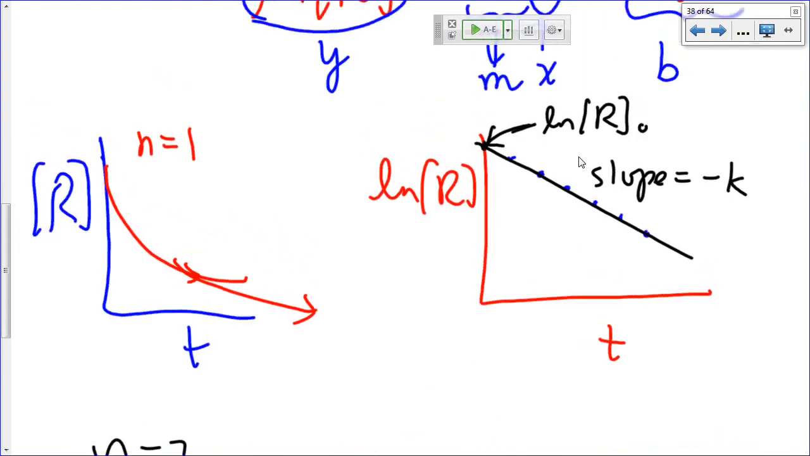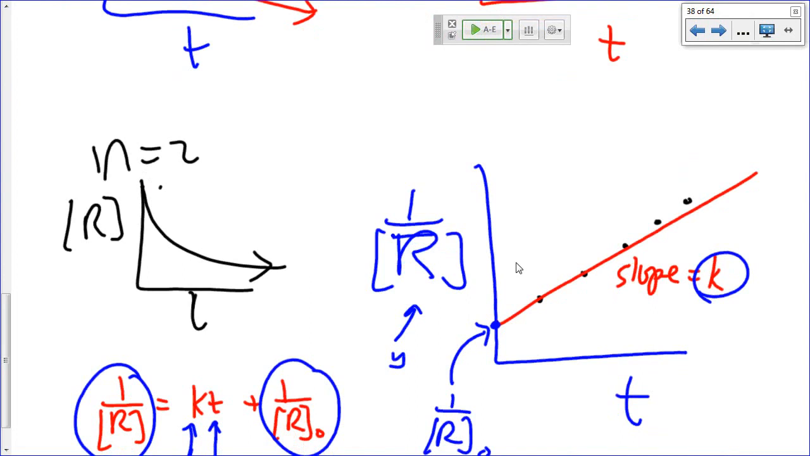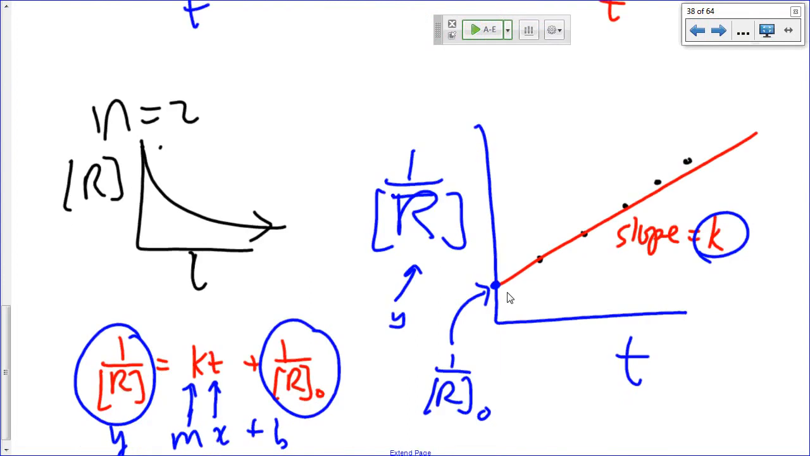The way you can tell is you plot natural log of R versus time. If that graph turns out to be a straight line, then you know it's first order. If that doesn't turn out to be a straight line, you can try plotting 1 over R versus time. And if that turns out to be a straight line, then you know it's second order.